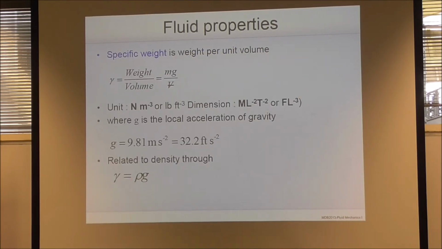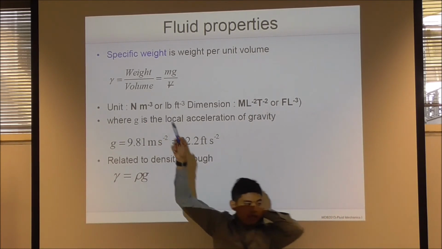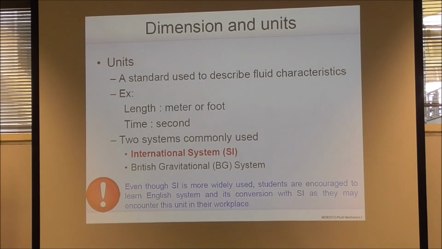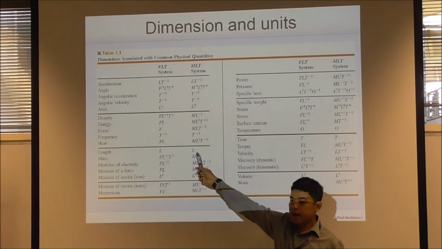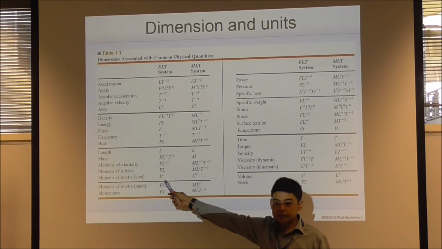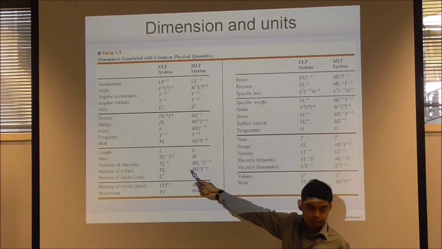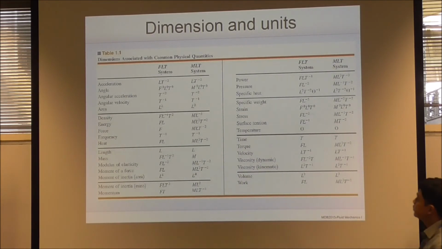If you look at all of this, I always put the dimension and the unit. Okay, if you missed the previous class, what is dimension? This is the dimension. A standard used to describe the characteristic. So we can use either FLT system or MLT system. F, force, L, length, T, time, M, mass, and so on. So most of the time we will deal only with those.